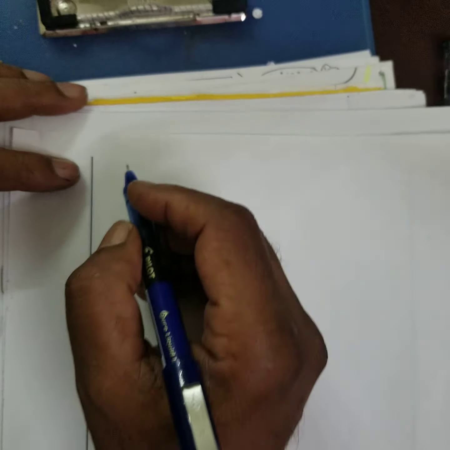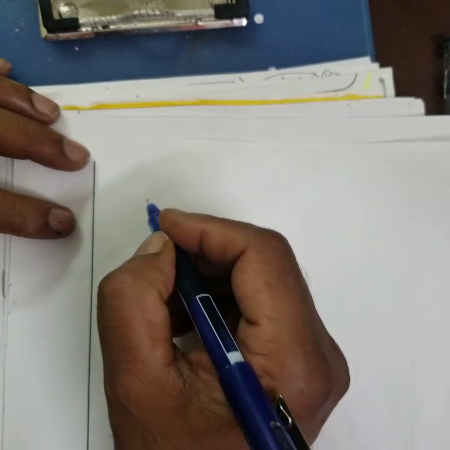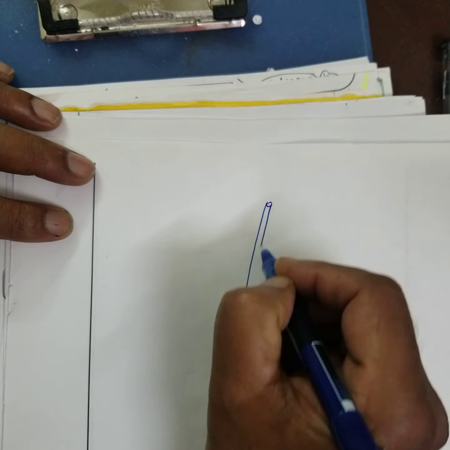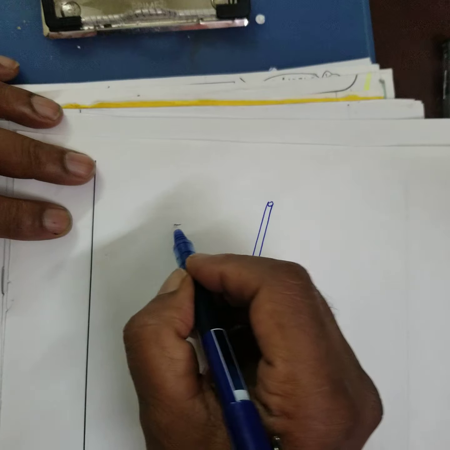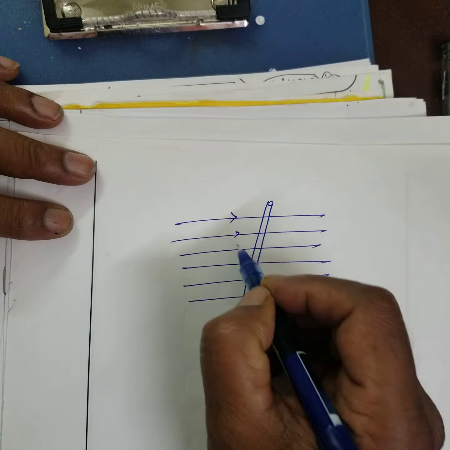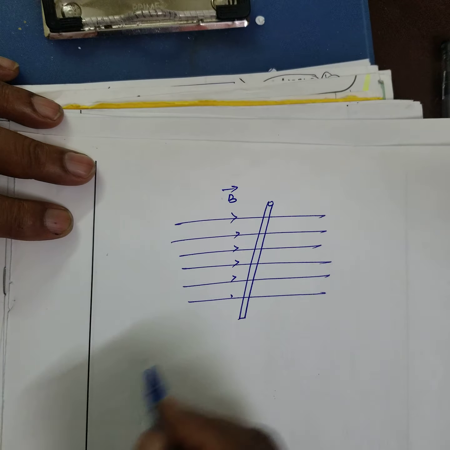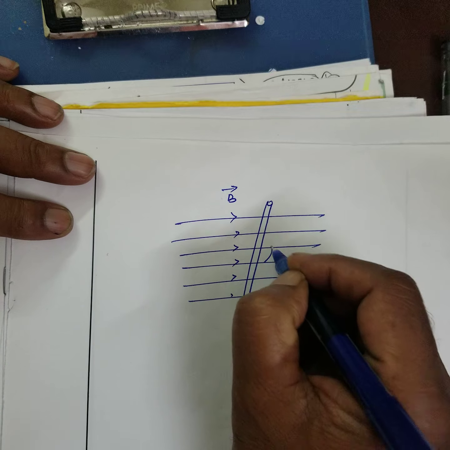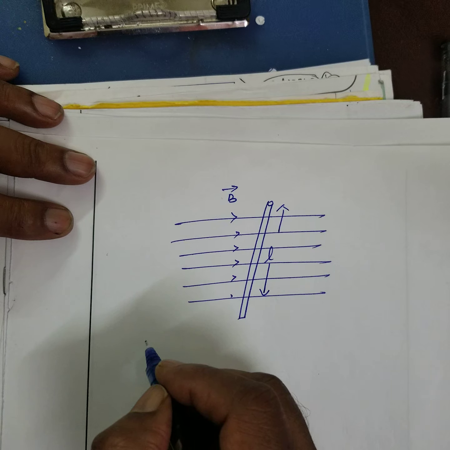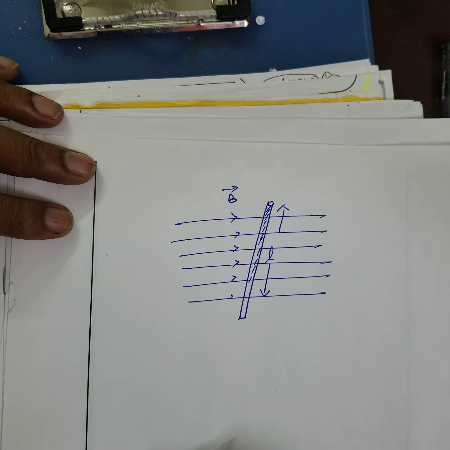See, there is a problem on moving charge particle. Suppose there is a conductor kept in a magnetic field. See, this is the magnetic field. B is the direction of the magnetic field. L is the length of the conductor in contact with the magnetic field.